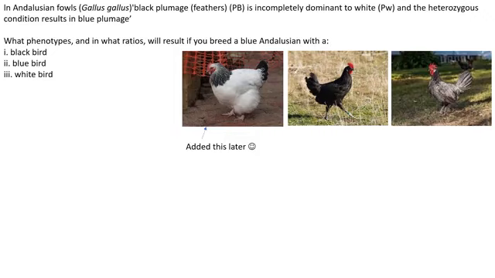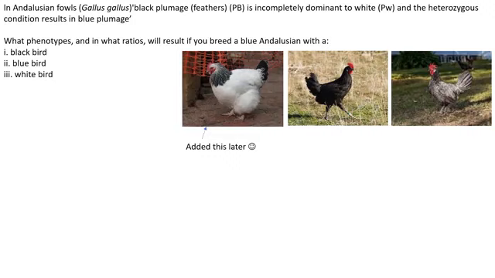So let's go ahead and do another example, except this time, instead of dealing with complete dominance, we're going to deal with incomplete dominance. So we have these Andalusian fowls, which are basically chickens, and the two phenotypes which are incompletely dominant over each other are the following.